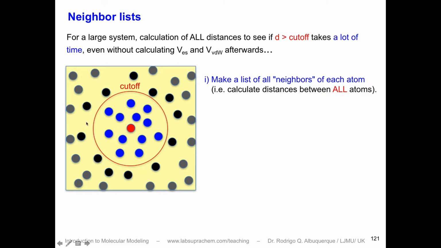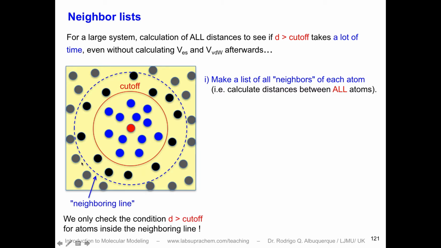But the black ones should also be checked every time. So we make another circle. This is a neighboring list. Inside this neighboring list, we keep checking at every single time step the distance between all these atoms and the central red atom. Because they are more or less close to the cutoff radius, sometimes during the simulation they can go inside, so you need to consider this black atom to compute the electrostatic and van der Waals interaction.